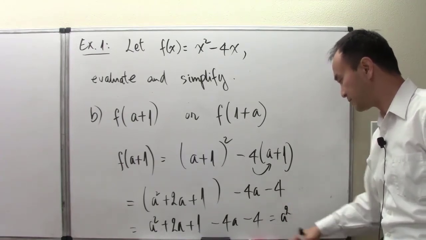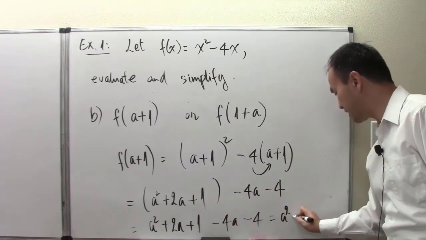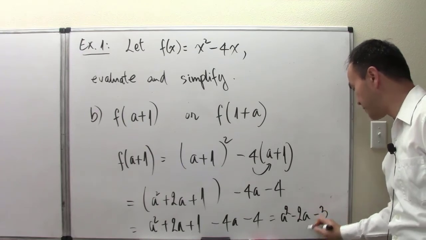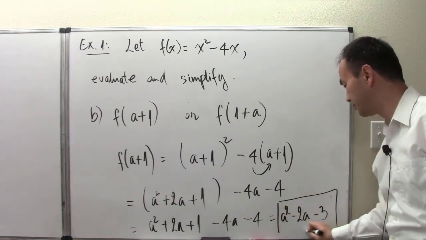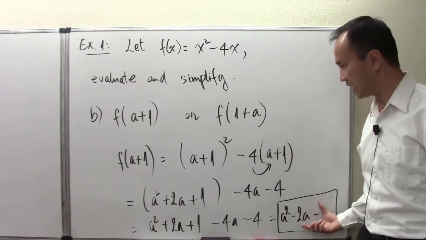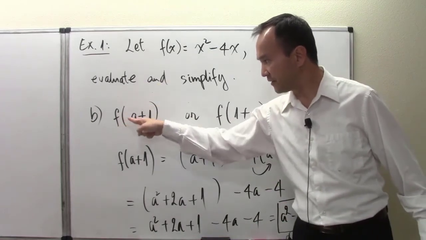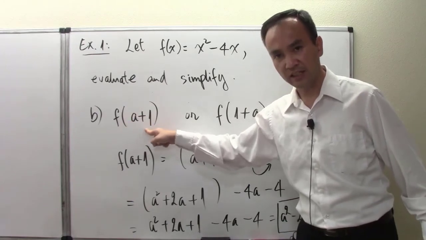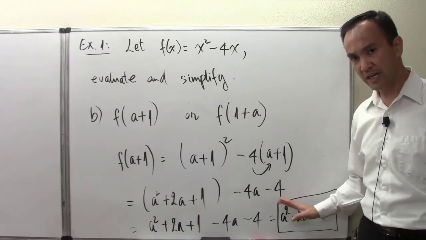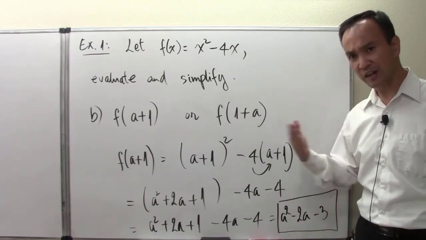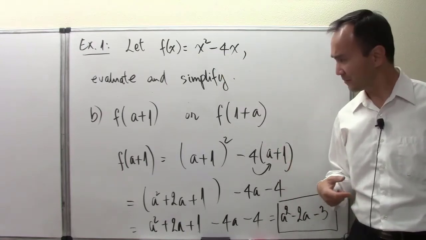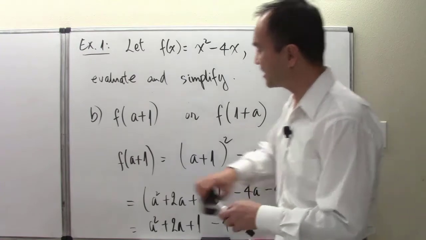A squared, and 2a minus 4a gives me minus 2a. So a squared minus 2a minus 3. This is our final simplified expression, which equals the function f evaluated at a plus 1 as the input. All right, so that's how we're doing another example problem. Let's allow these problems to continue growing more and more challenging. So now let's head into part C of our example.